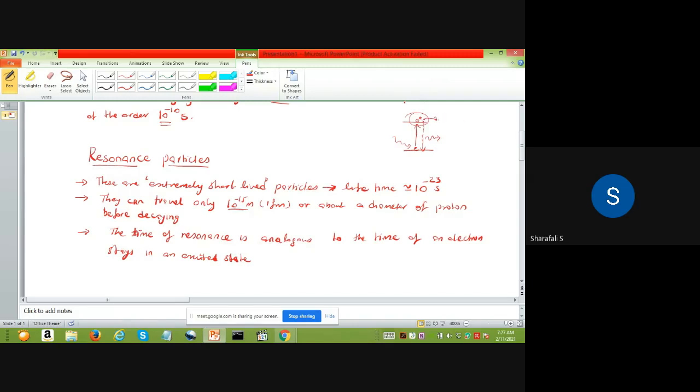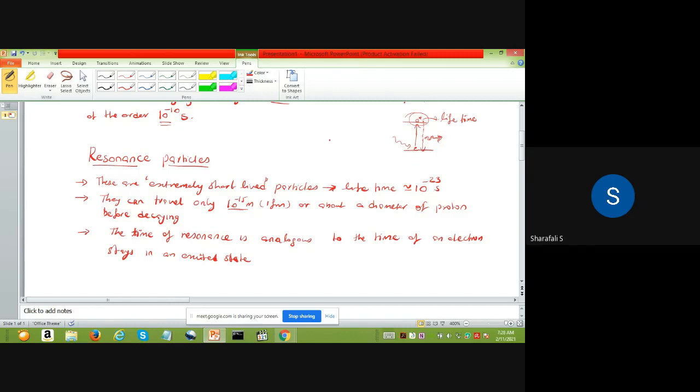For example, in this case, the electron will be in this position with some lifetime. After that, only it will come back to this ground state. The same scenario will happen to these extremely short-lived particles. They are extremely short-lived, so they can be in their original state for 10 to the minus 23 seconds. After that, they will decay into some other products. So it is just like the electron which is in the excited state after absorbing this energy. Then it will come back to its ground state with the emission of this radiation.